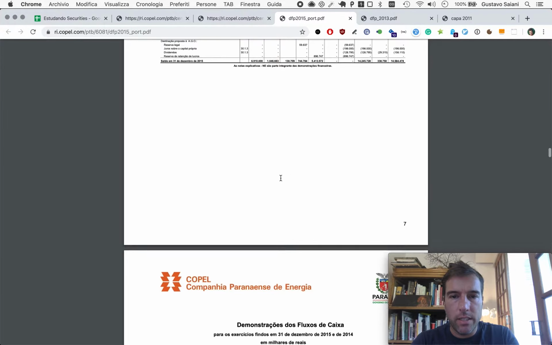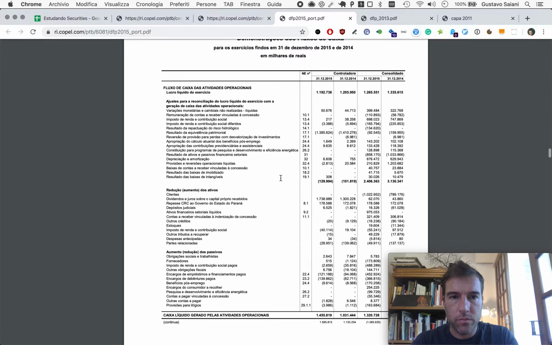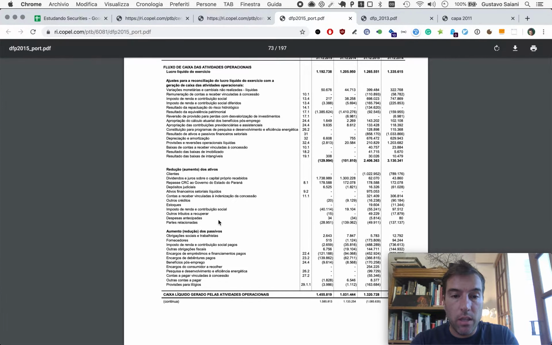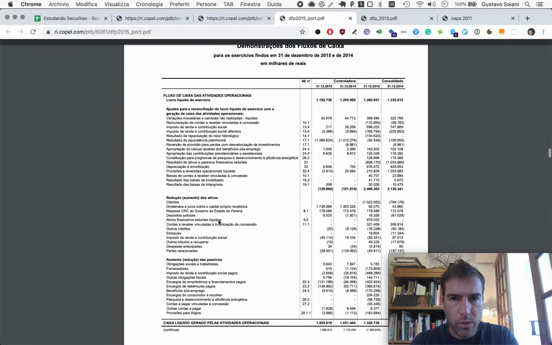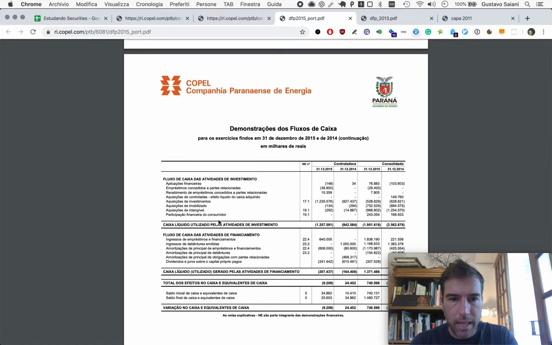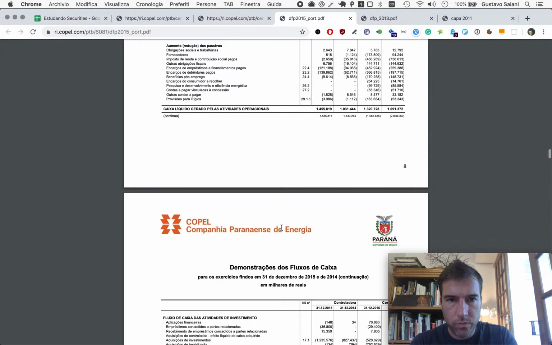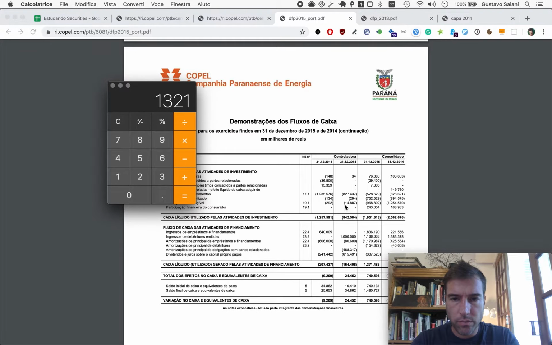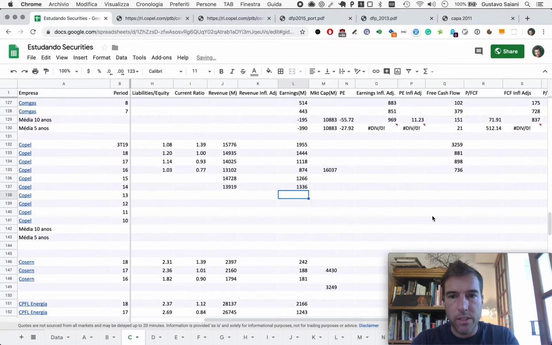Free cash flow, let's see. The way I do it is operating cash flow plus investment cash flow. Operating cash flow here in 2015, 1,321. Investment cash flow, minus 1,952. So minus 631.